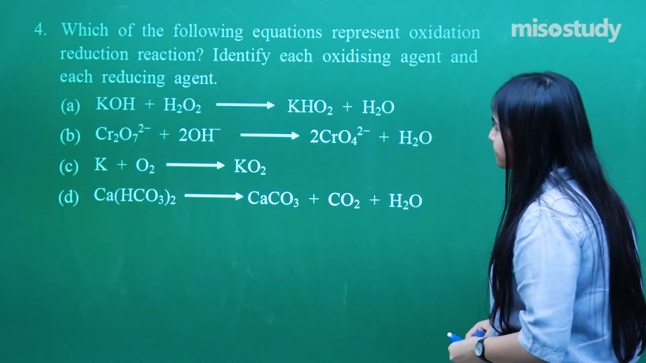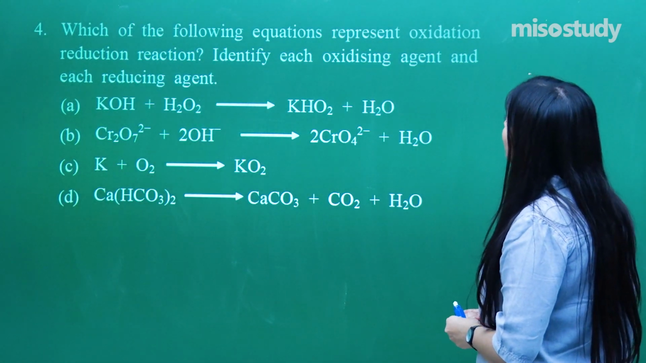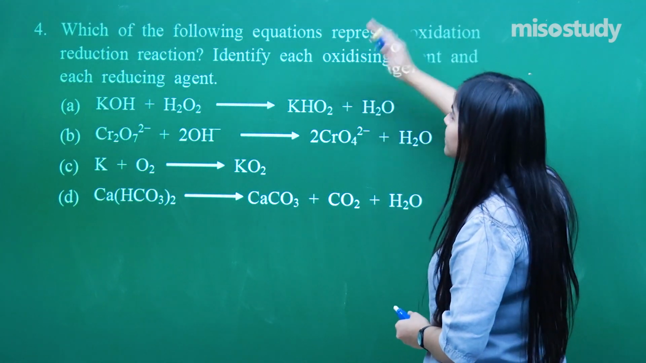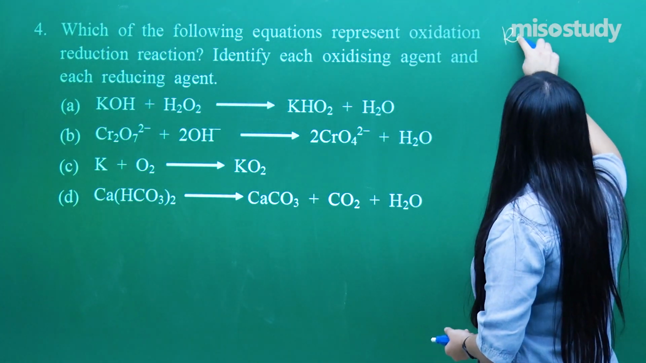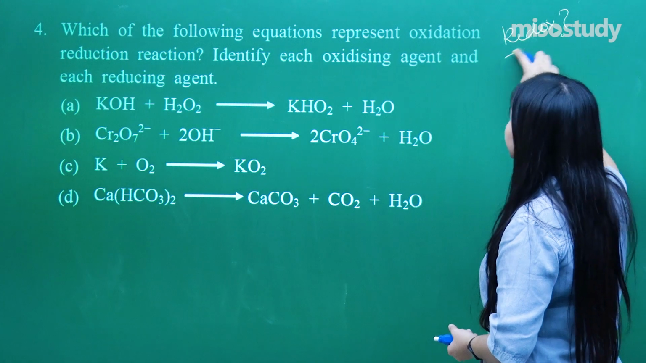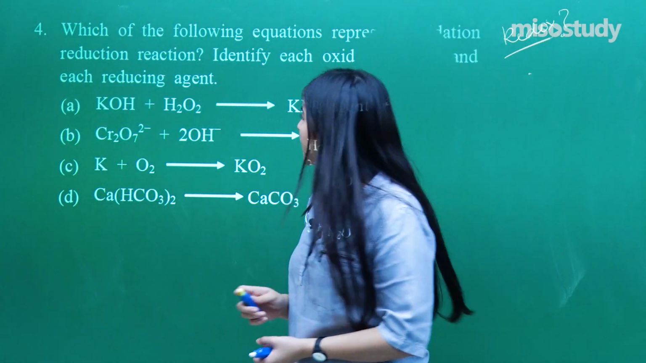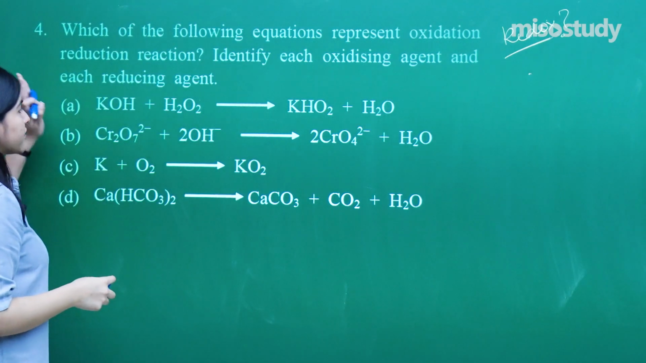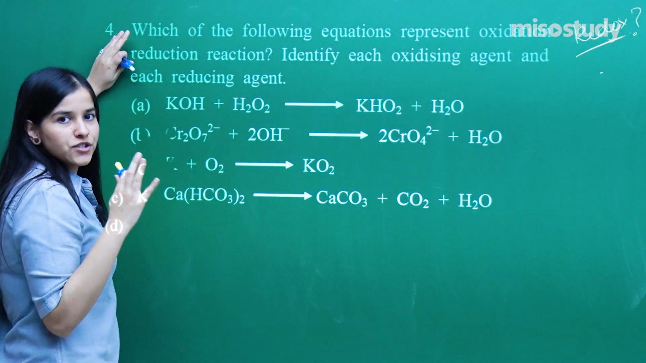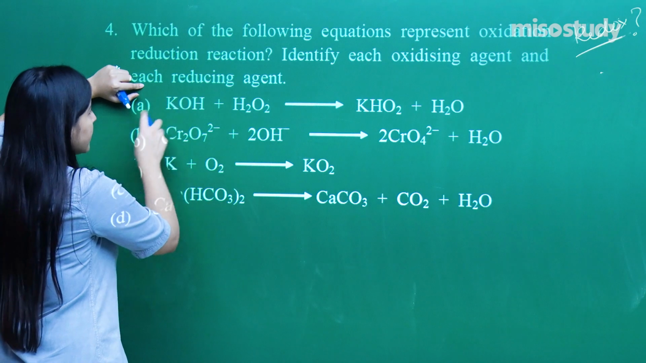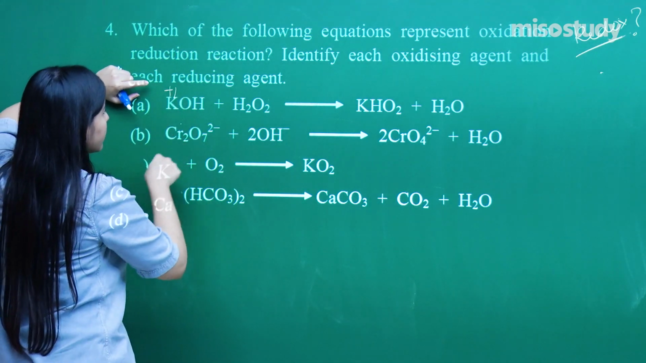Question number 4. Now which of the following equations represent oxidation reduction reaction? So basically I need to find out which one is redox, right? Identify the oxidizing and the reducing agent, fine? Okay, see here in the very first equation, again we need to go by the oxidation number method. See, potassium, it will remain 1.